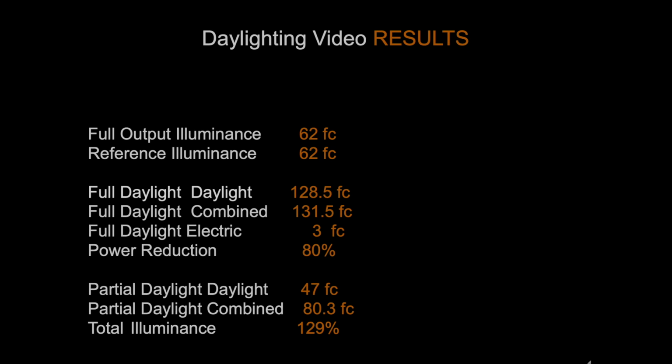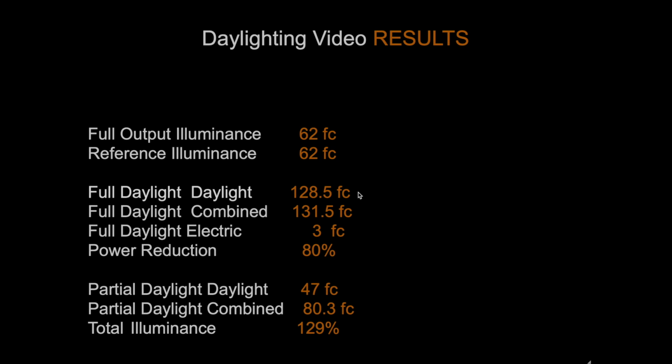The next test we did was the full daylight test. The full daylight test has to be performed when you have daylight entering the space at your reference location that is greater than your reference illuminance. In the new 2019 code, it states that your full daylight number needs to be greater than 150% of your reference illuminance. In this case, we would have to be above 93 foot candles, 150% of your reference illuminance. So in this case, 93 foot candles.